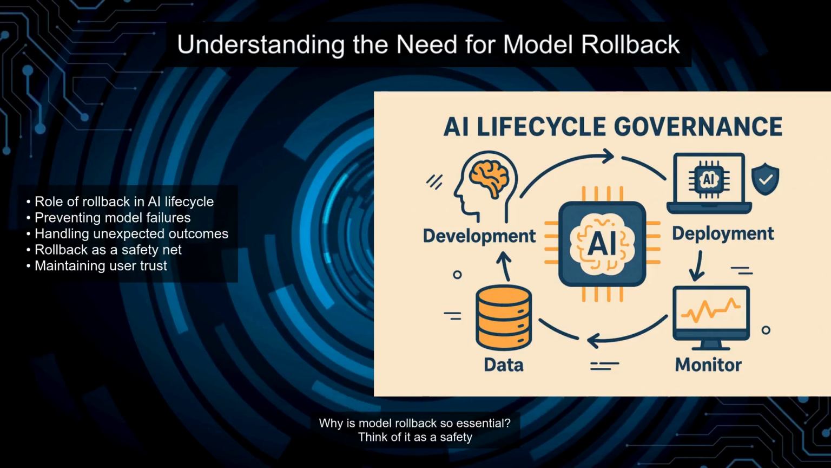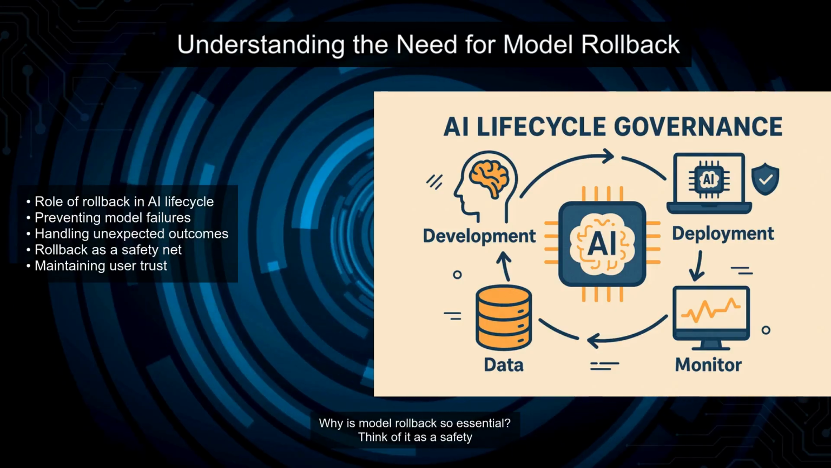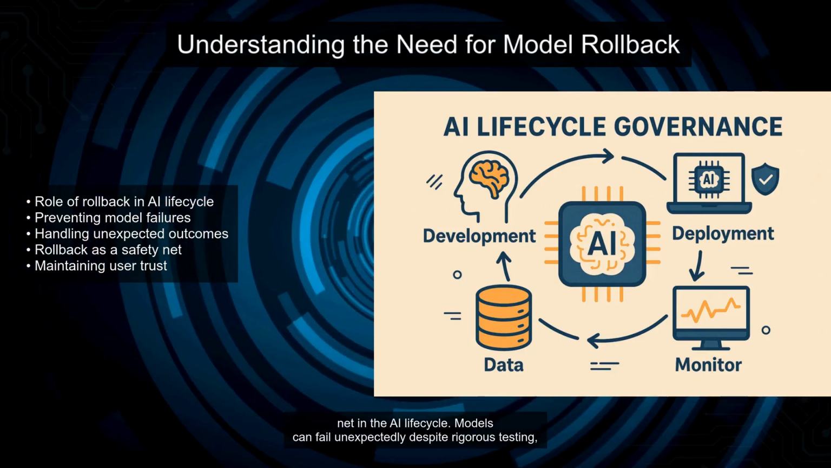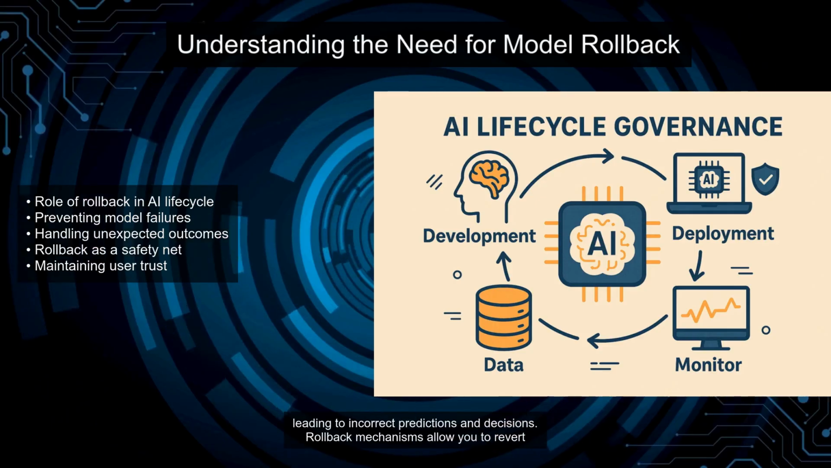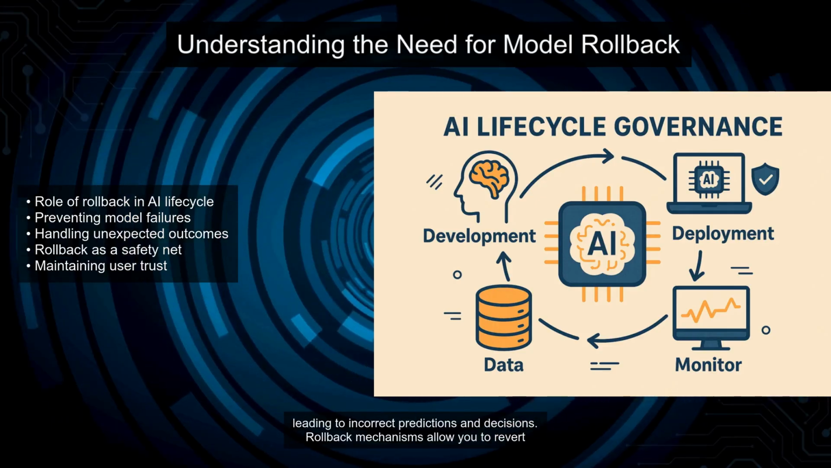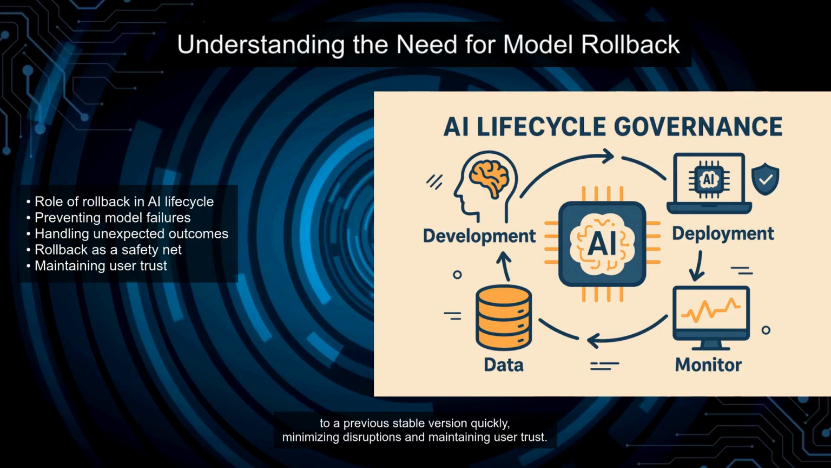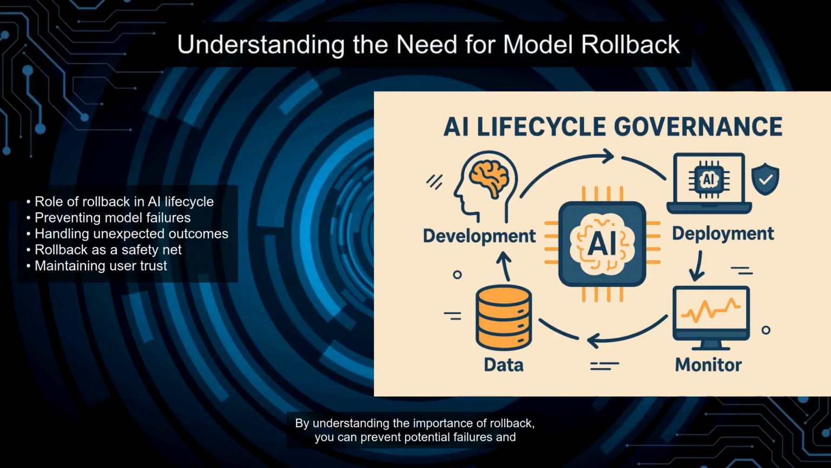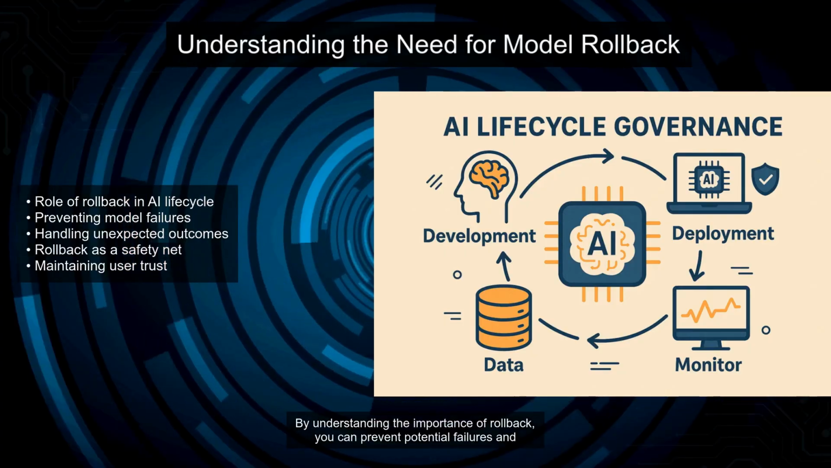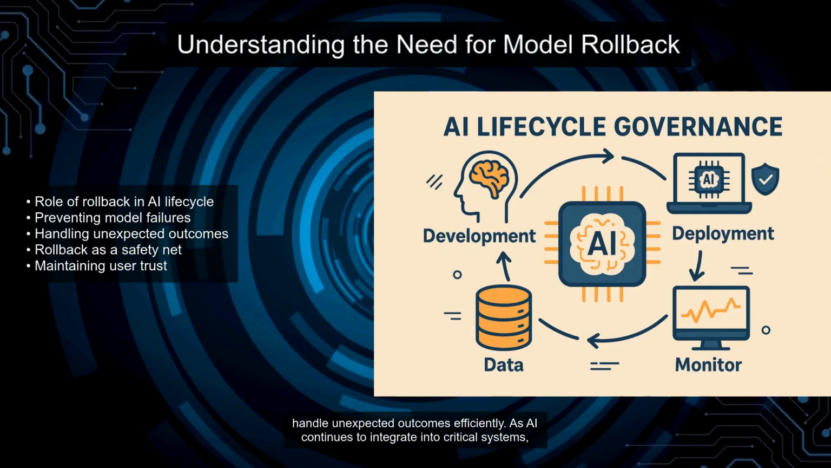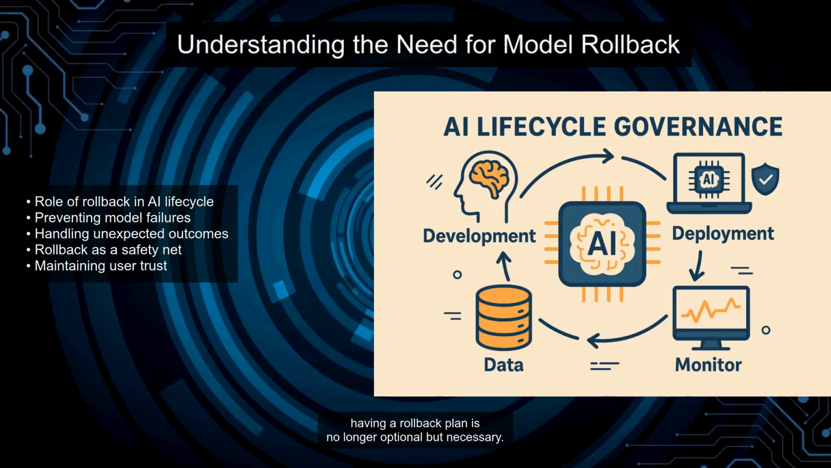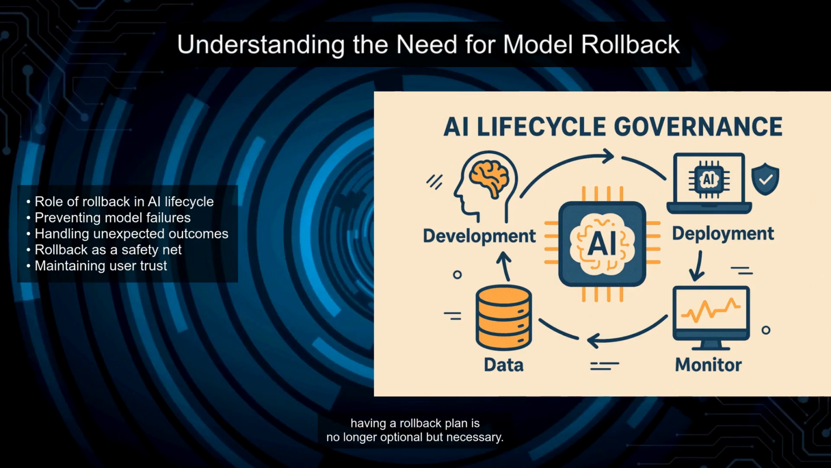Why is model rollback so essential? Think of it as a safety net in the AI lifecycle. Models can fail unexpectedly despite rigorous testing, leading to incorrect predictions and decisions. Rollback mechanisms allow you to revert to a previous stable version quickly, minimizing disruptions and maintaining user trust. By understanding the importance of rollback, you can prevent potential failures and handle unexpected outcomes efficiently. As AI continues to integrate into critical systems, having a rollback plan is no longer optional but necessary.